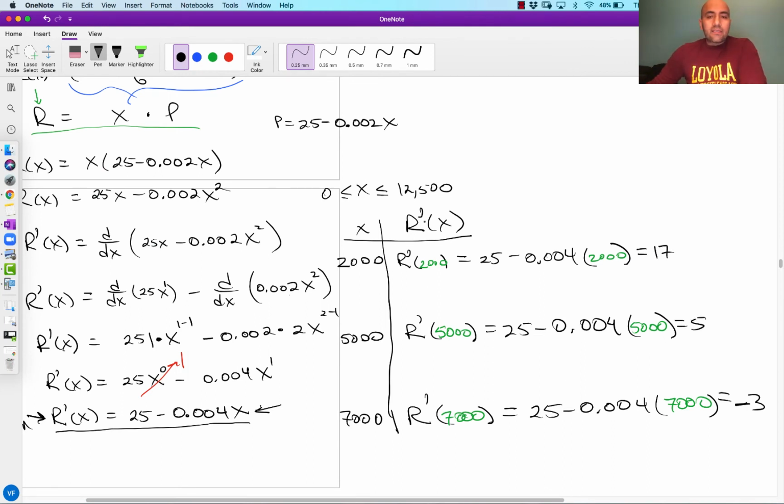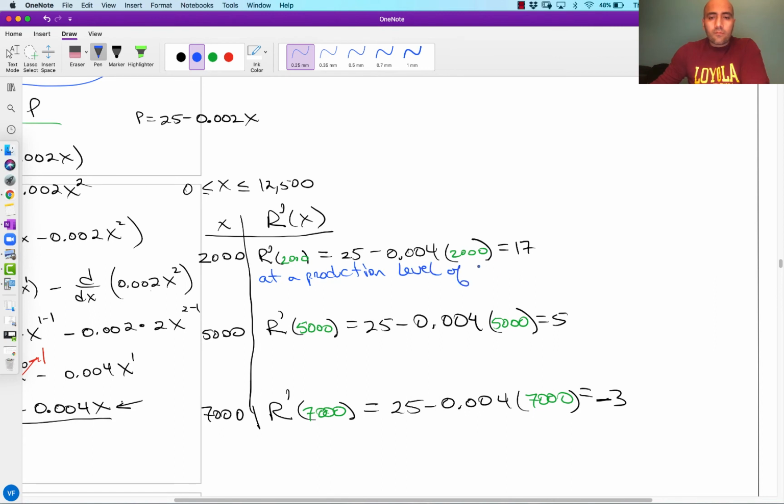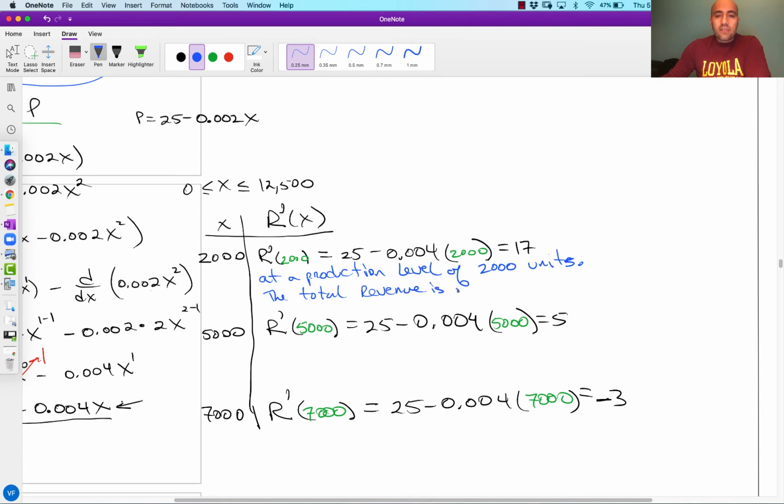So remember that this is describing the instantaneous rate of change of our total revenue function at various points. So when the production level is at 2,000 units, the revenue function is increasing by $17 per unit. At a production level of 2,000 units, the total revenue is increasing at a rate of $17 per unit.